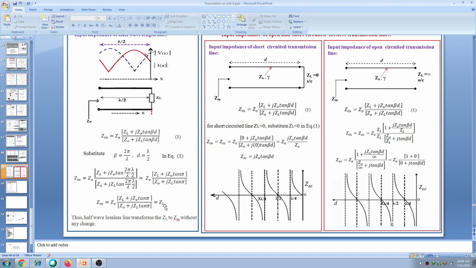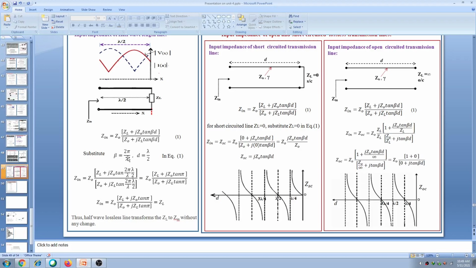And it should happen according to the theory we studied: impedance repeats at a distance of lambda by 2. We took a length of line equal to lambda by 2 and substituted it in this equation. What we are expecting is that the input impedance measured here should be equal to the load impedance, and so we got it equal to ZL.